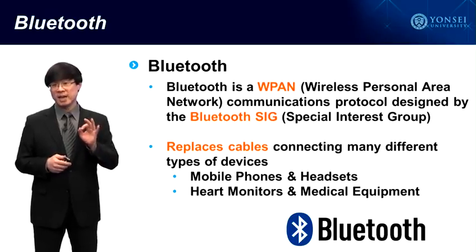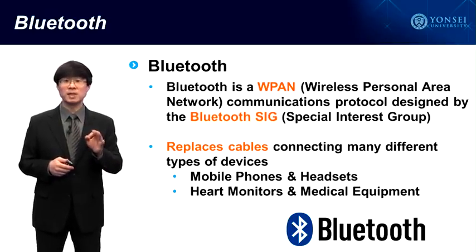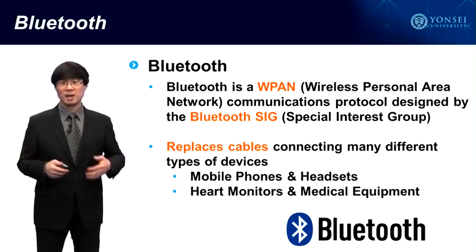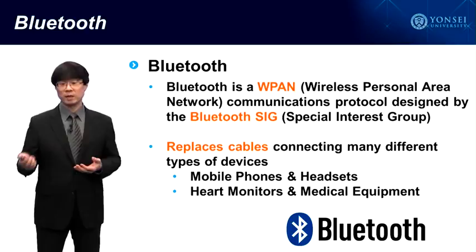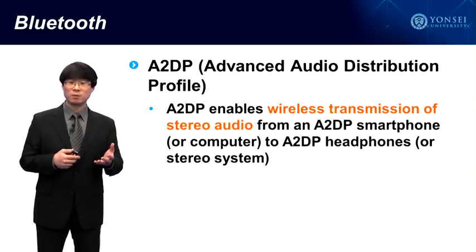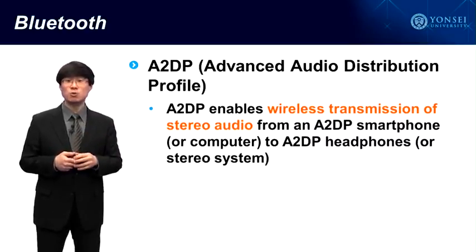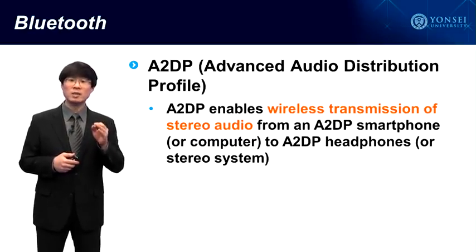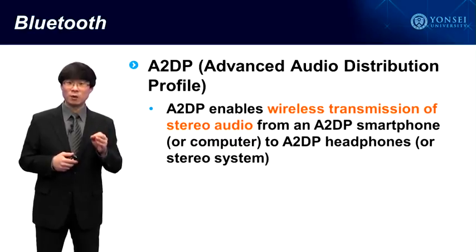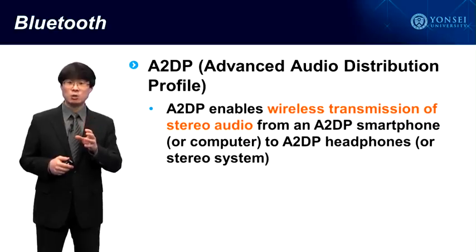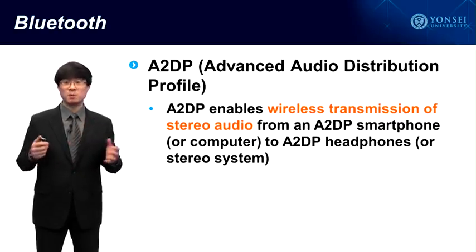Now, the objective here is to replace cables connecting many different types of devices, such as a mobile phone to your headset, your heart monitor to your medical equipment, and things like that. Now, in your smartphone, and among the Bluetooth features, we're going to go over a couple, and one of them is A2DP, Advanced Audio Distribution Profile. This enables wireless transmission of stereo audio from an A2DP smartphone or a computer to an A2DP headphone or some type of stereo system.